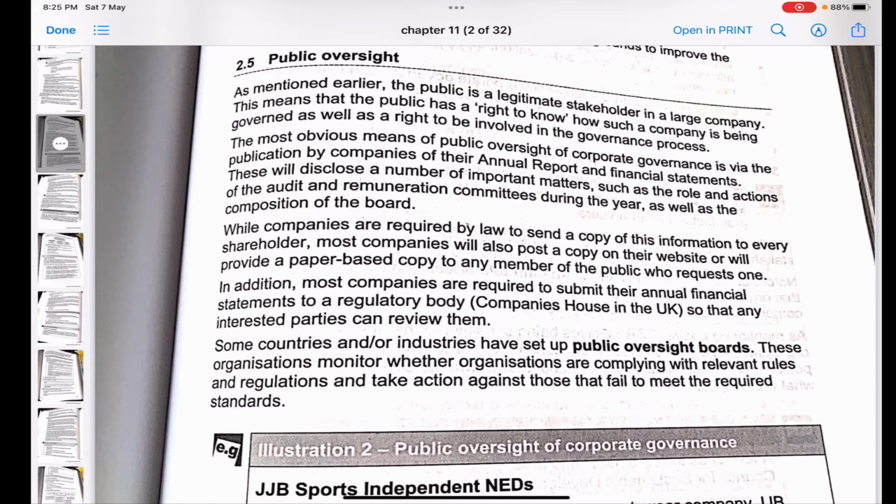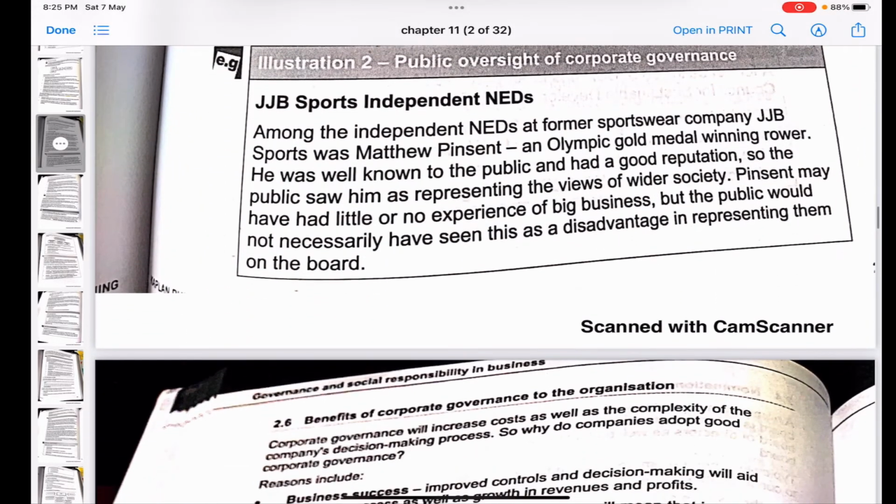Some countries or industries have set up public oversight boards. So what is a public oversight board? These organizations monitor whether the organizations are complying with the relevant rules and regulations, and the Public Oversight Board can also take action against those that fail to meet the required standards.